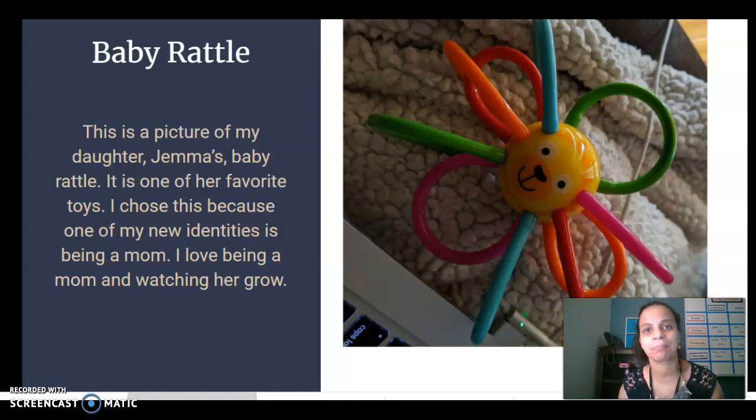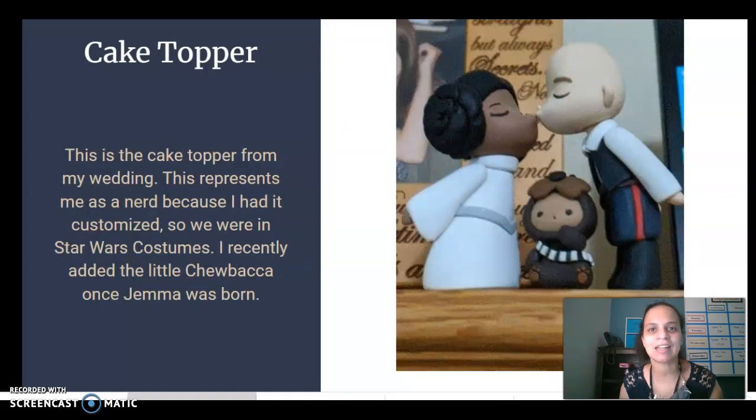Another one of my identities is being a nerd. This is an example of some of the nerdy things that I have around my house. I had this cake topper made for my wedding, and I did that so that my husband, who shaves his head, is bald, and Leia costume is a person of color. Recently I had the little mini Chewbacca made in order to signify Gemma's addition to our family.